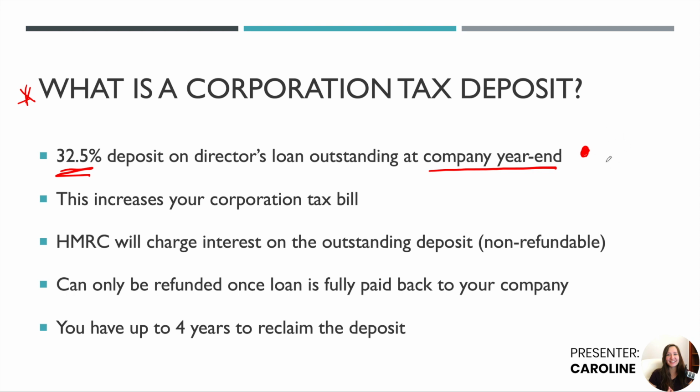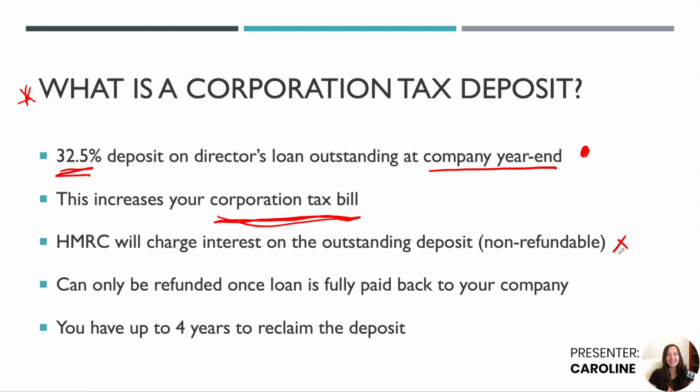So you could pay back the full loan 3 months after the company year ends, and you won't have a corporation tax deposit because you've repaid the loan in full. So HMRC simply increases your total corporation tax bill with this amount. It's obviously marked separately on the actual return, just to track it, but basically the whole corporation tax bill is just added together. So HMRC will charge interest on the outstanding deposit, which is non-refundable.